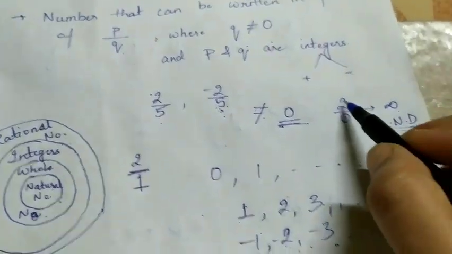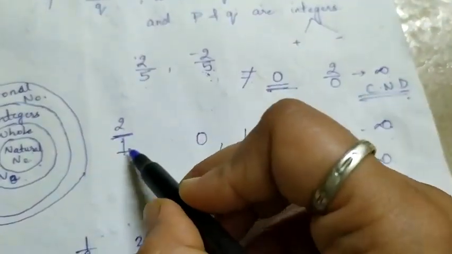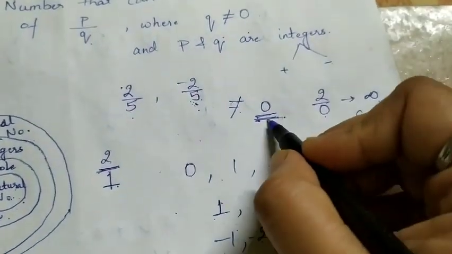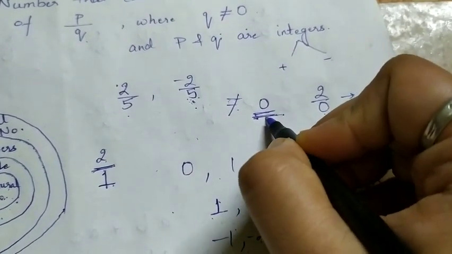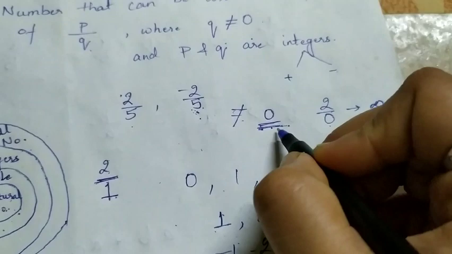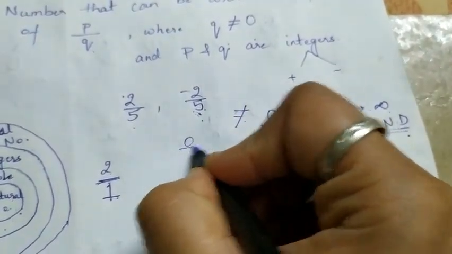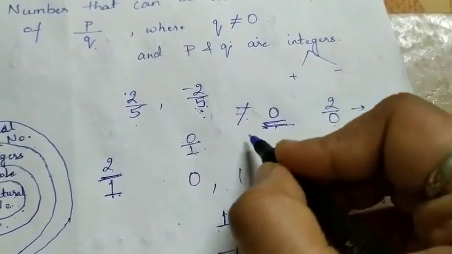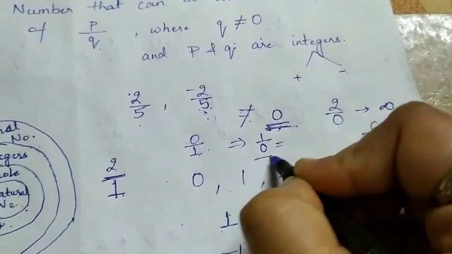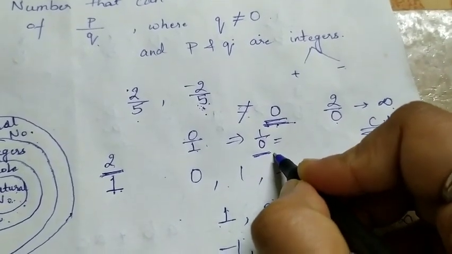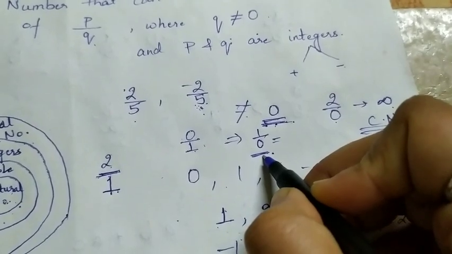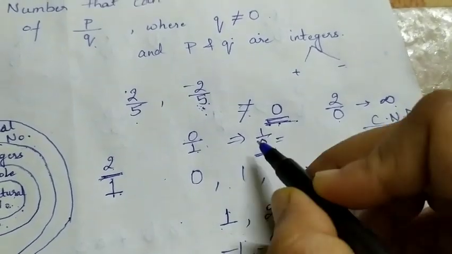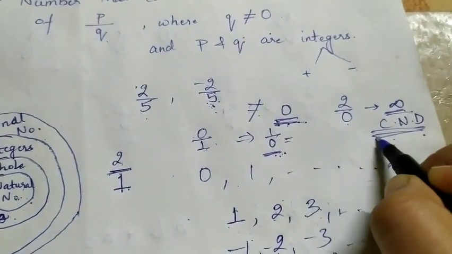But if I take 0, is 0 a rational number or a fraction? Can you tell that? I hope you know that 0 is also a fraction, because 0 can be written in the form of 0 by 1. But the reciprocal of 0 by 1 can be written as 1 by 0. Is that possible? Is it a fraction or a rational number? It is a fraction, but it is not a rational number, because q cannot be 0, because it turns into infinity, that is, it cannot be determined.